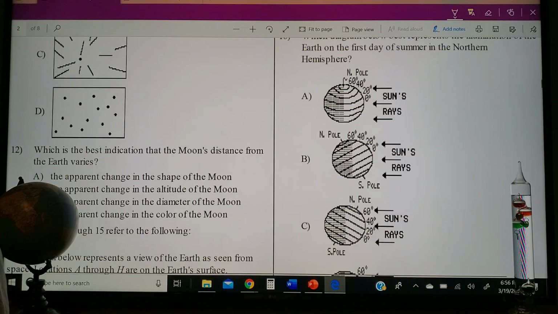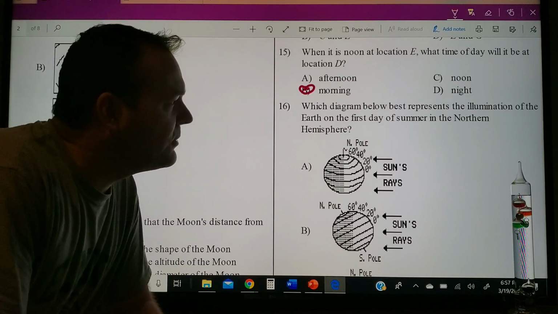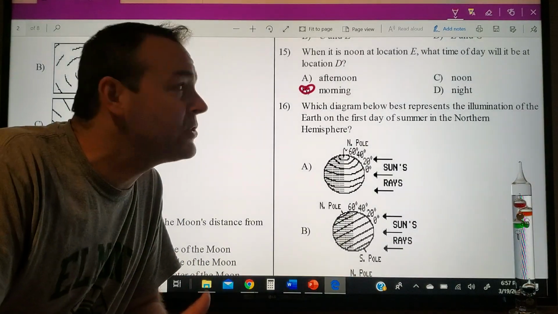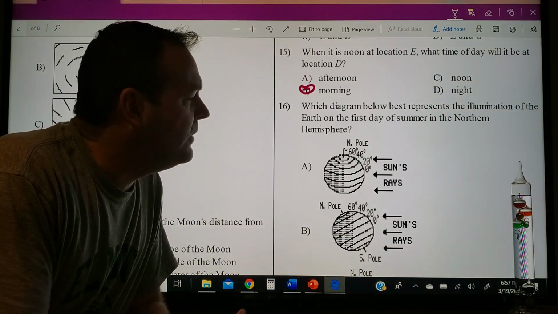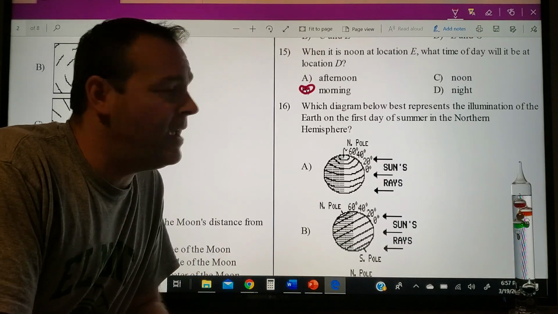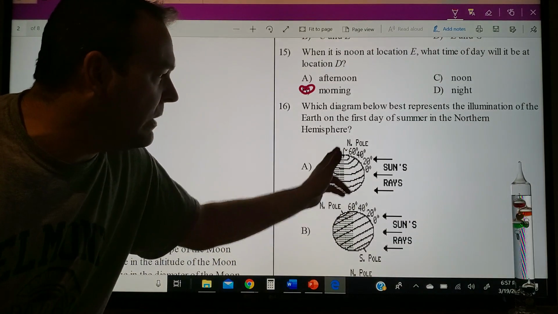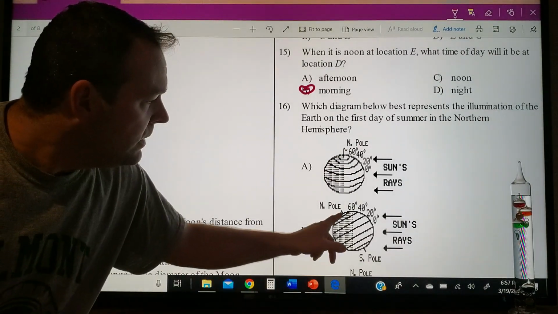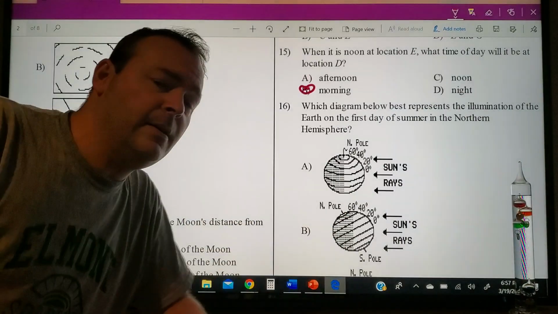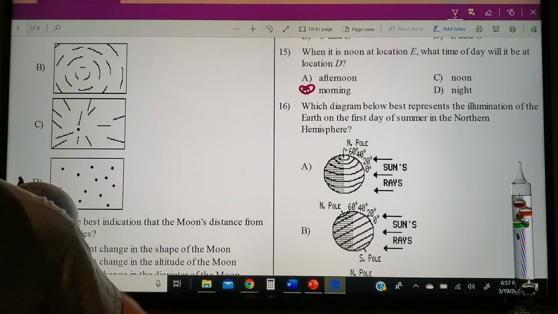Finally, 16 here. Which diagram below best represents the illumination of the Earth on the first day of summer, right? AKA summer solstice in the northern hemisphere. So you got to find an Earth that's tilted towards the sun and the entire Arctic Circle is lit up. So that's cut in half. That would be an equinox day. This one, the Arctic Circle is completely darkness. That would be your winter time. This is looking for summertime. So A and B are out.